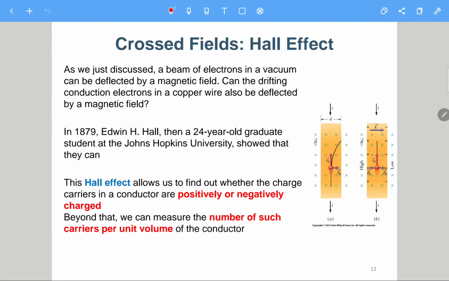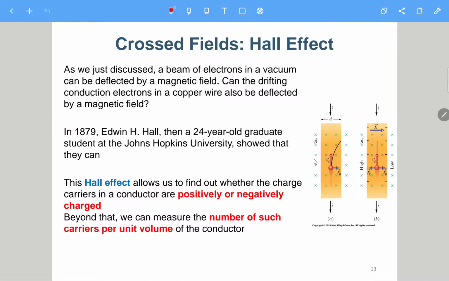So next we talk about a very interesting experiment called the Hall effect. As we just discussed, a beam of electrons in a vacuum can be deflected by a magnetic field, and can the drifting conduction electrons in a copper wire also be deflected by a magnetic field? So suppose there is no magnetic field, but there is some current, which means that the charge distribution will be uniform.